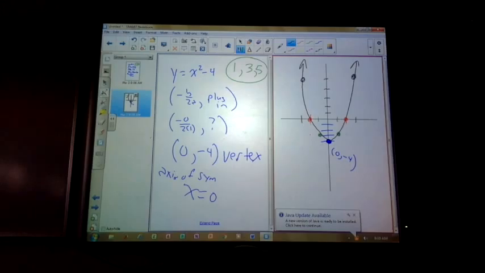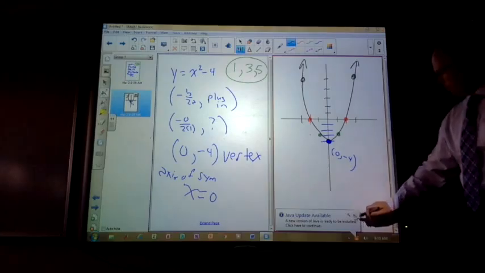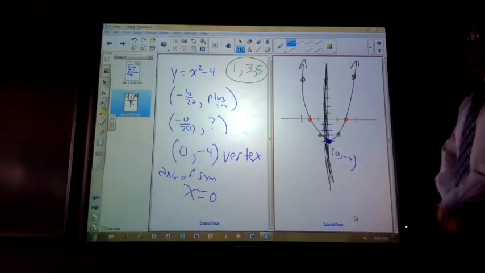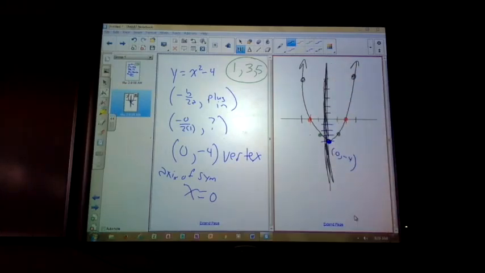Done. That's the parabola. My dark line there is my axis of symmetry, and I just graphed that parabola. Did I factor it? No. The only thing that's the same is I found the vertex by negative b over 2a, plugged it in, then found the axis of symmetry, and then I pattern graphed. Can I move to the next problem?